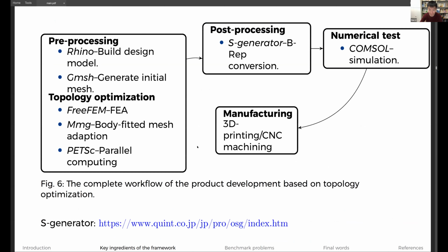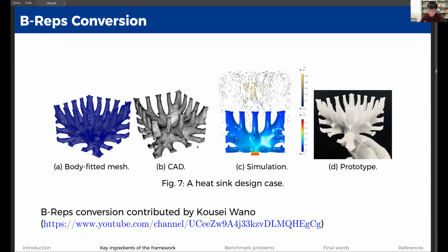Finally, we also do some post-processing work. For example, in this figure, we show a heatsink design. The leftmost figure is the optimal solution sampled with a body-fitted mesh. Then we convert it into CAD data, thanks to Mr. Kosuke Wano, who is a master student in our lab. Then we can run the simulation in some commercial software, for example COMSOL Multiphysics or Fluent. Then we can build a prototype using 3D printing. This process is quite straightforward.